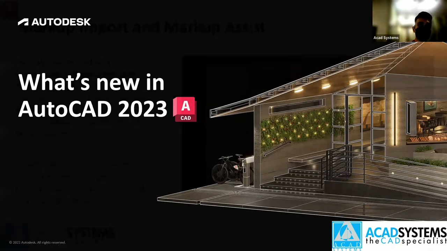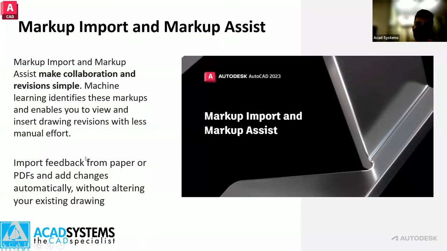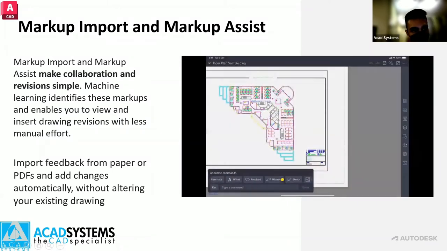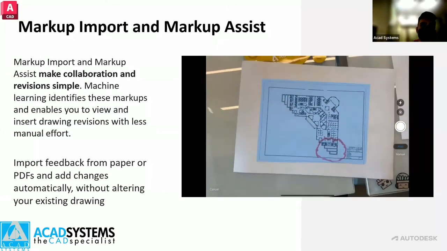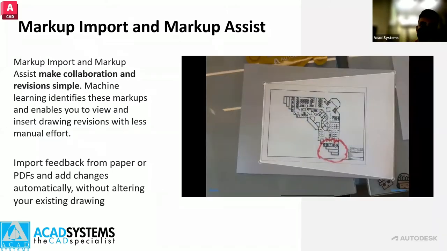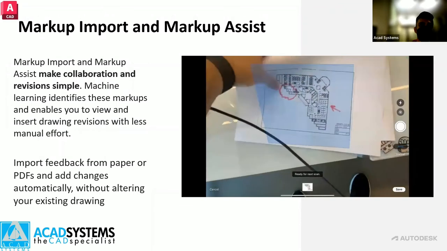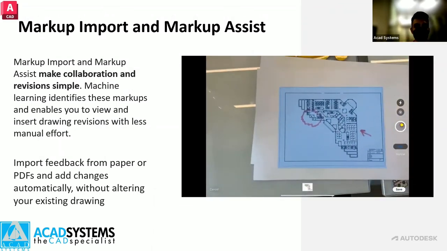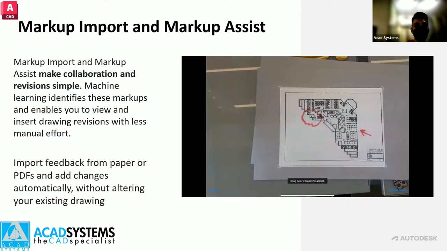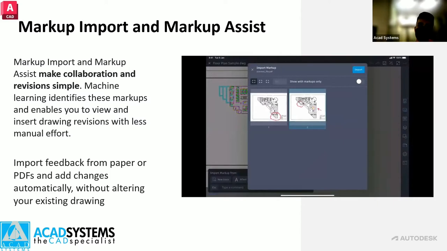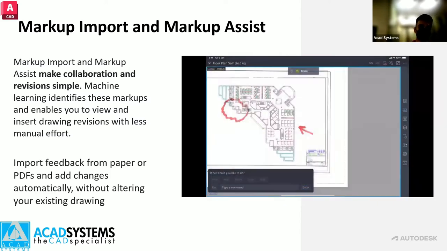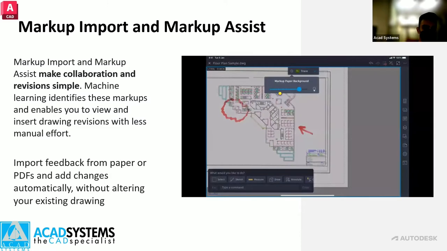So we proceed to the new features, which are markup import and markup assist. Markup import and markup assist make collaboration and revision simple. Machine learning identifies this markup and enables you to view and insert drawing revisions with less manual effort. Import feedback from paper or PDF and change automatically without altering your existing drawing.